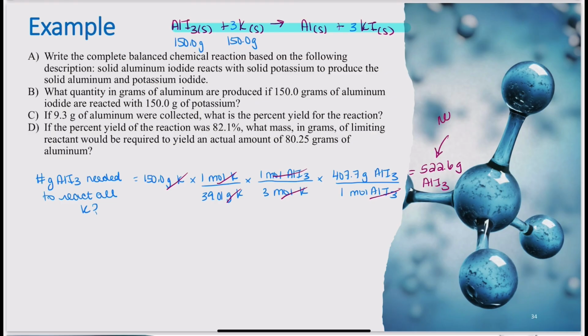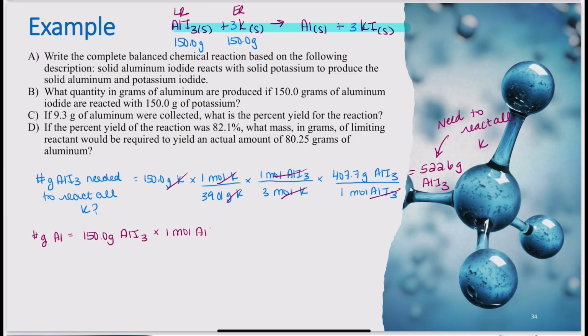This is what I need to react all of my K, all my potassium. So do I have enough? No, I only have 150 grams, and I would need 522 grams. That tells me that this is my limiting reactant, and this is my excess reactant. So now that I know that, I know what I can use to figure out how much aluminum I can actually make. The number of grams of aluminum metal will be based on that 150 grams of the AlI3 instead of the potassium, because the AlI3 is my limiting reactant.